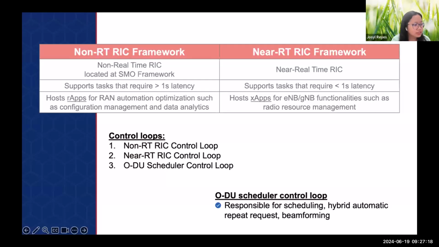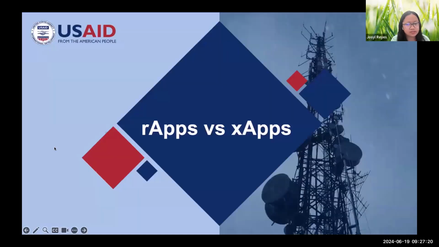So now let's go to the rApps and xApps. These are like the value-added services of the RICs in the ORAN architecture. So these are not available in the earlier RAN architectures like traditional RAN, because these are dependent on the RICs and what data they get and how the data will be processed.